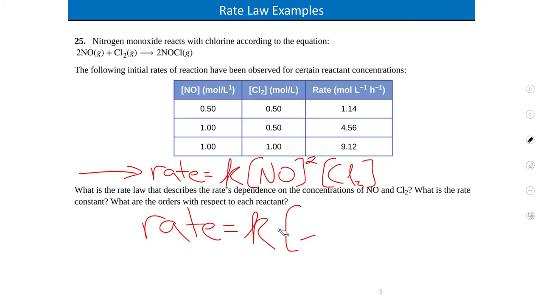Okay, so let's answer the rest of this. What is the rate constant? How do we figure out the rate constant once we know the exponents? Plug in the values. We know everything except for k. Take any one of these rows, and you have a rate and you have two concentrations, right? And now that we know what the exponents are, all we have to do is plug in numbers. So let's just use the first one, since it's the top one. Rate is 1.14.